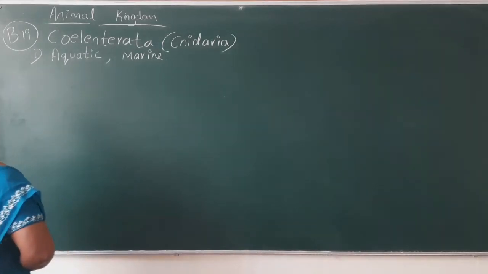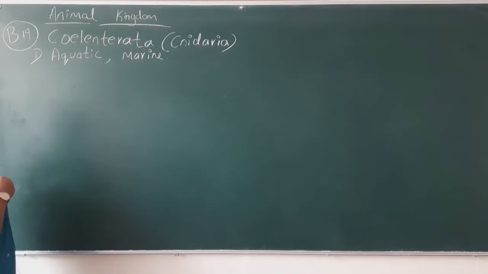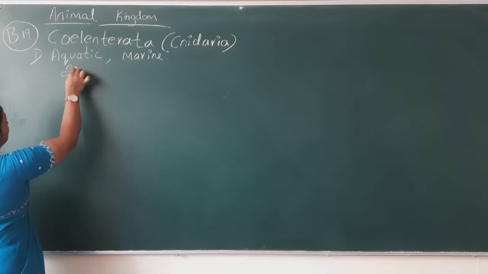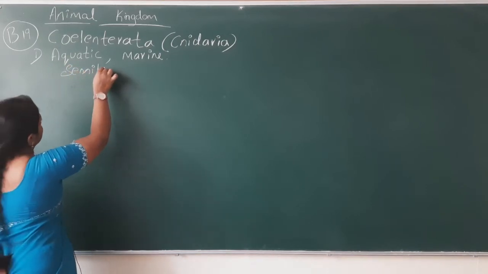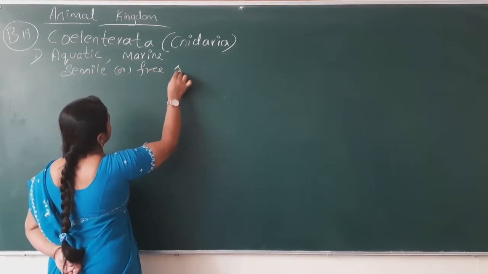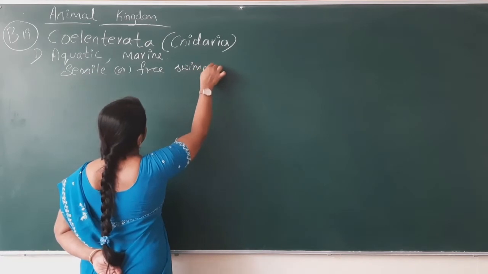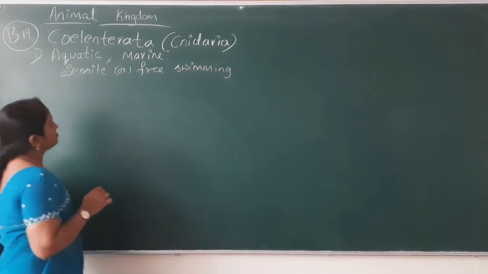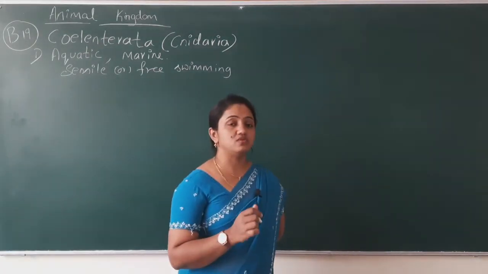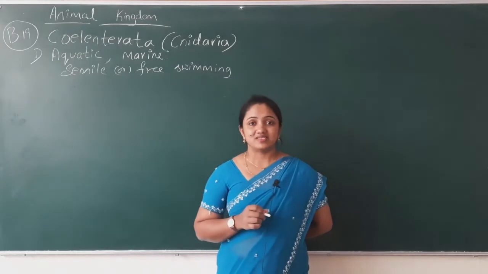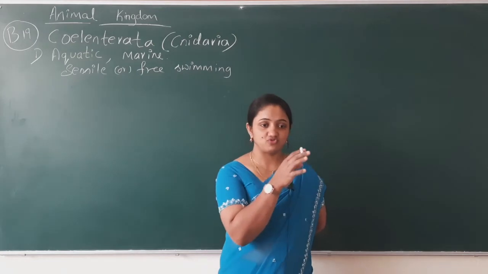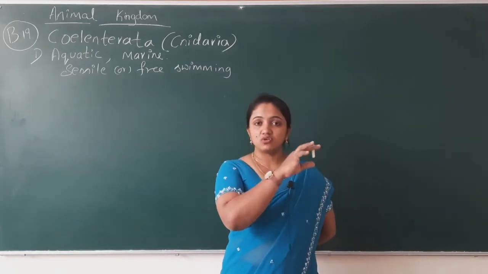Okay, so the next is, some of them are sessile, or some of them will be free swimming animals. What about sessile or free swimming animals? How to describe sessile? Sessile means it is nothing but non-motile. They are going to fix to one position throughout their life cycle.